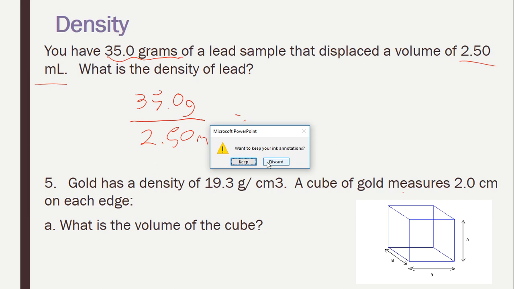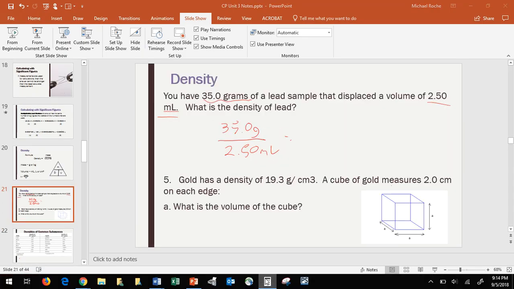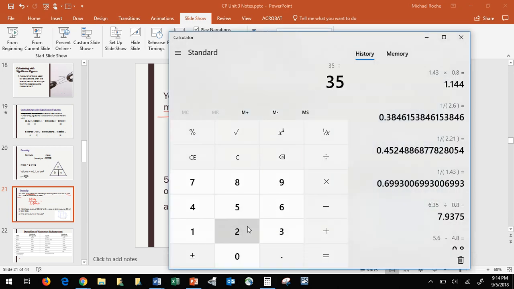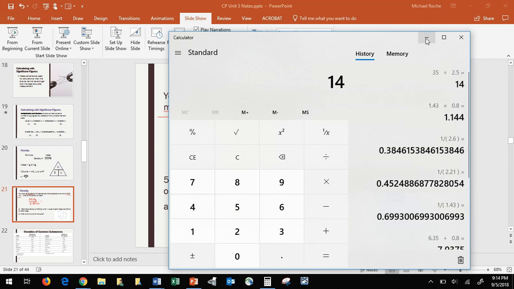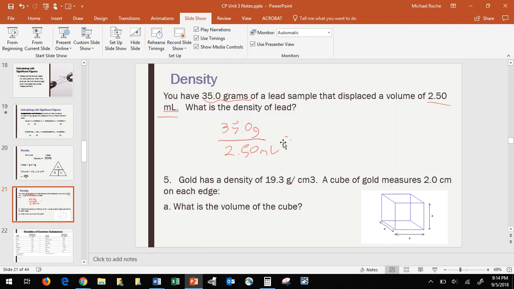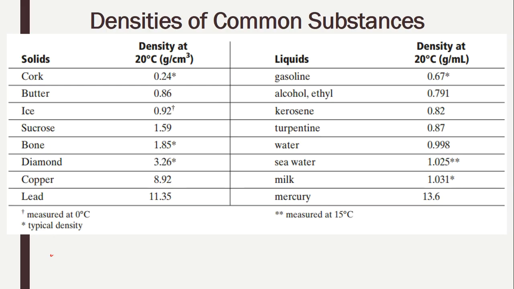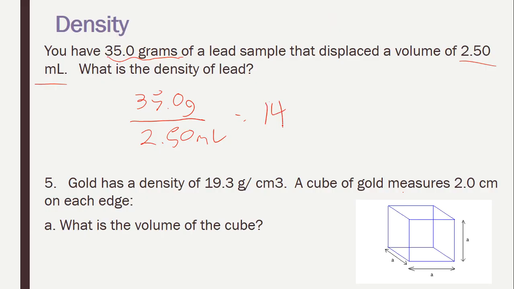Everybody knows that 35 divided by 2.5 is equal to 14. So now we know that this equals 14. So that equals 14 grams per mL. So that's the density of lead.